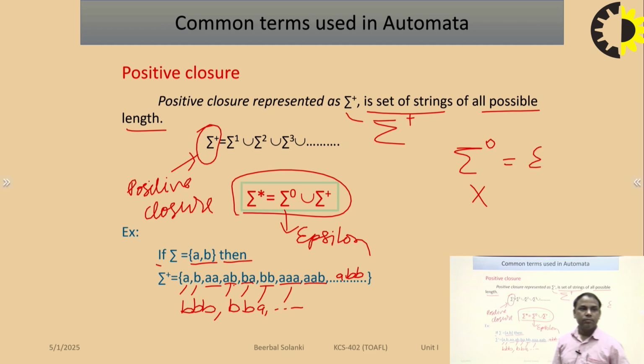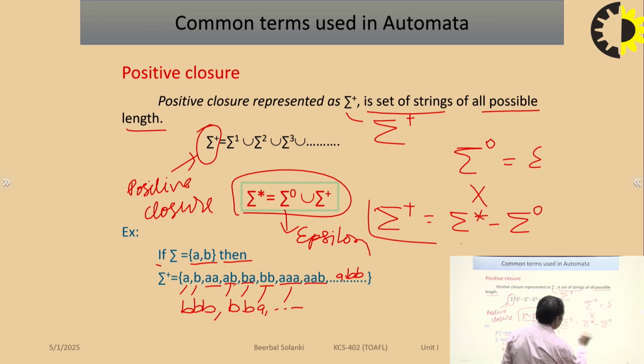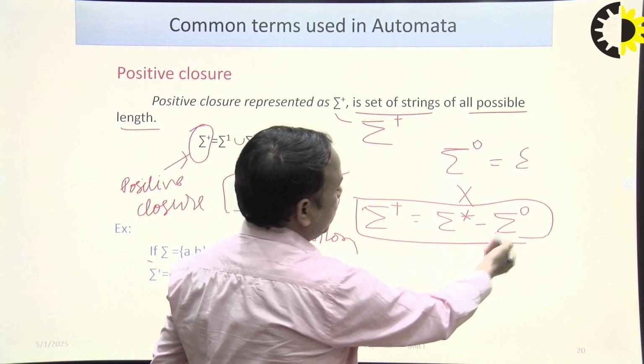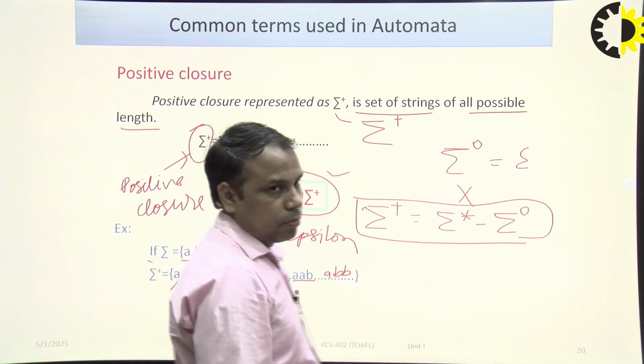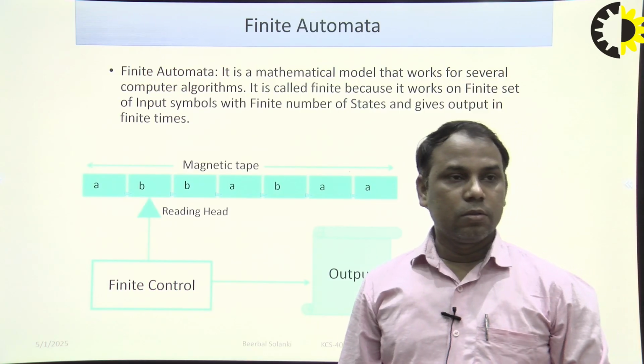Here is the difference between the Kleene closure and the positive closure. We can write the relation: the positive closure equals the Kleene closure minus the 0 length string, that is, minus sigma power 0.